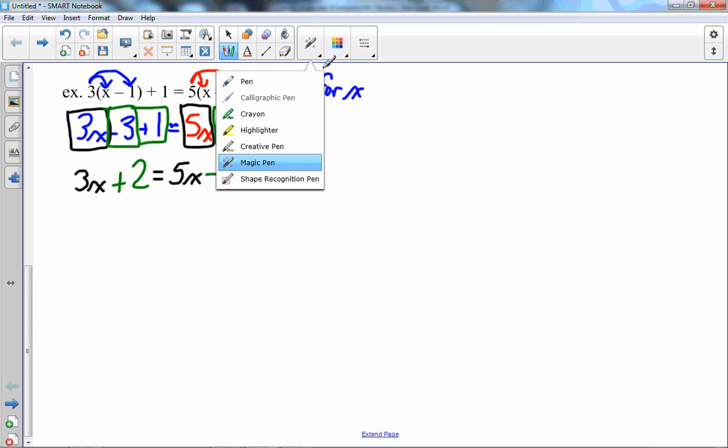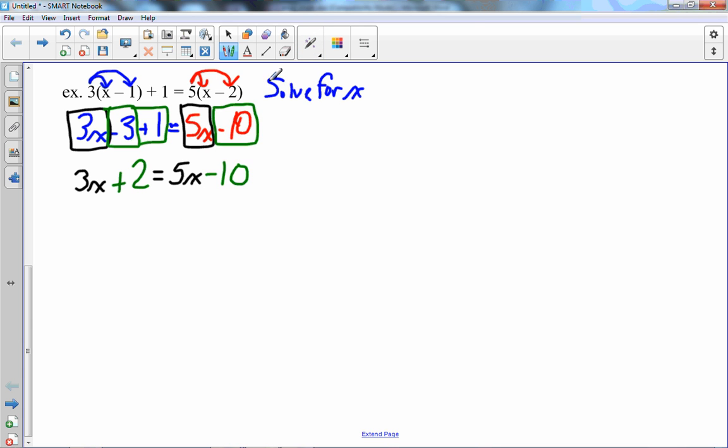Now, if I want to get all the x's on one side, I have to take this 5x here and bring it over to the left. That either means subtracting both sides by 5x or moving the positive 5x to the left side. A positive 5x when it crosses over becomes a minus 5x. I like doing balance, but that's just me. If you just prefer to move the term over, you can. Now look what I get. 3x minus 5x is 2x. I still have my plus 2 over here and my negative 10 over here.